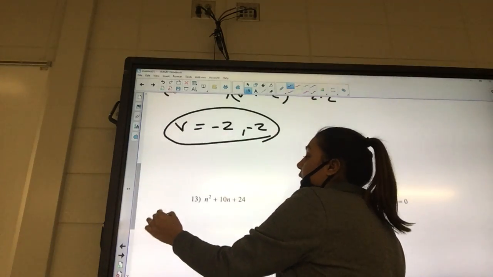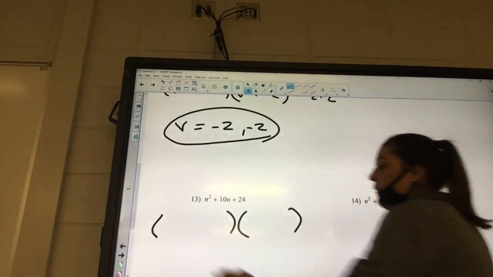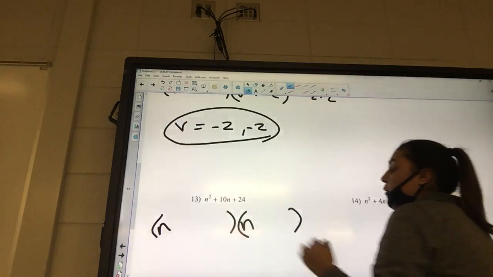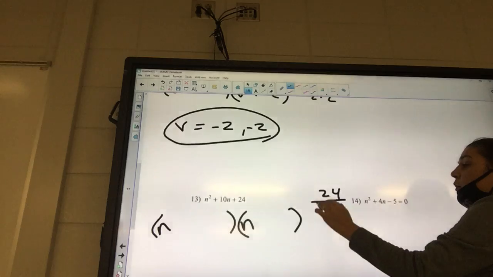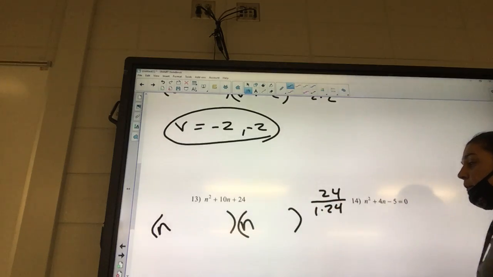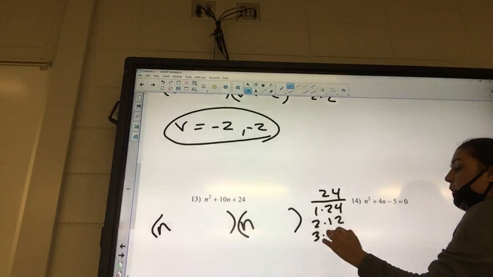Look at 13. Draw your parentheses. We can fill in the x's. What are we finding the factors of? 24. 1 and 24. 2 and 12. 3 and 8. 4 and 6.